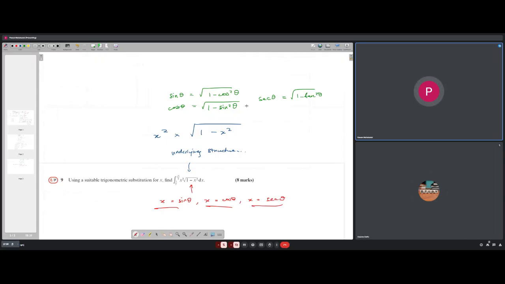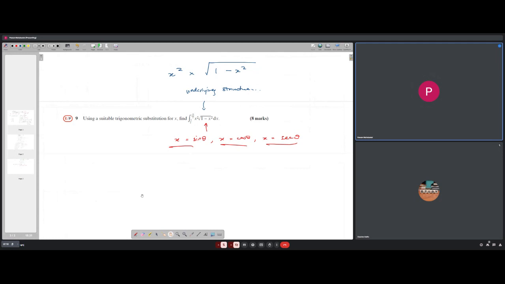Why would sec not work? Well, you know what? Screw it. Let's just use trial and error. Why not? All we're going to do is see what would happen in each scenario.